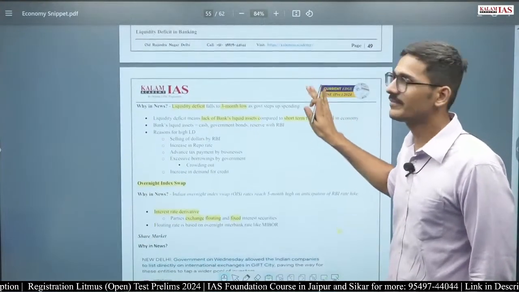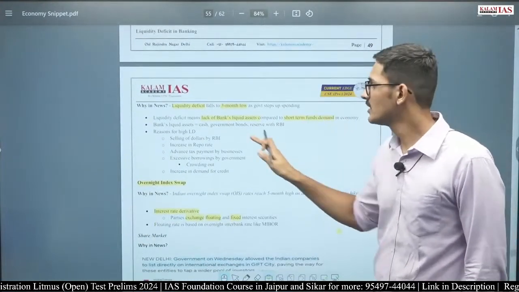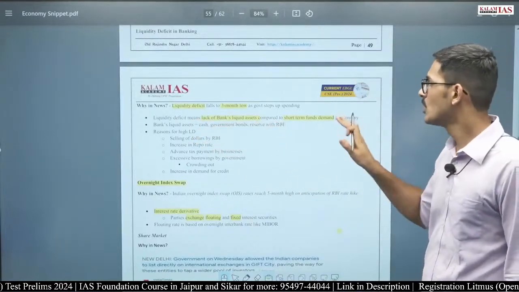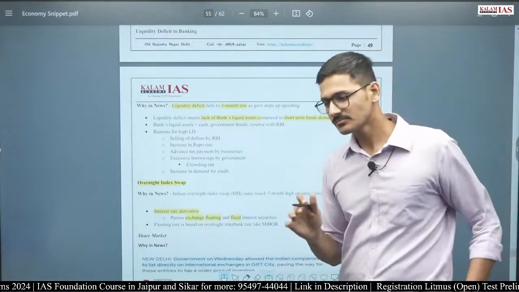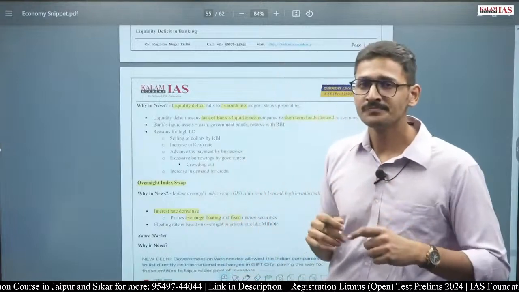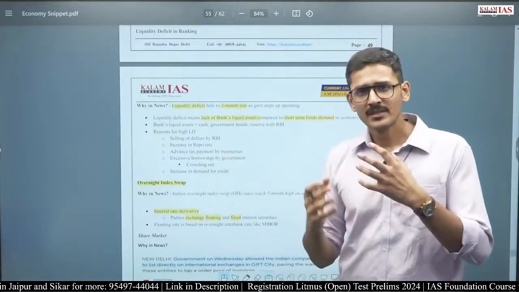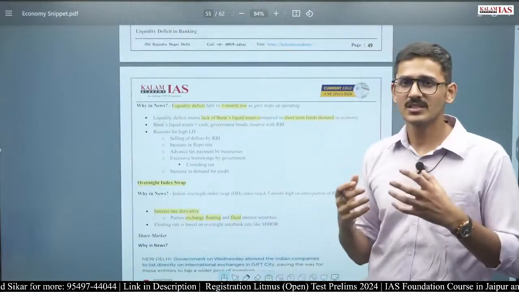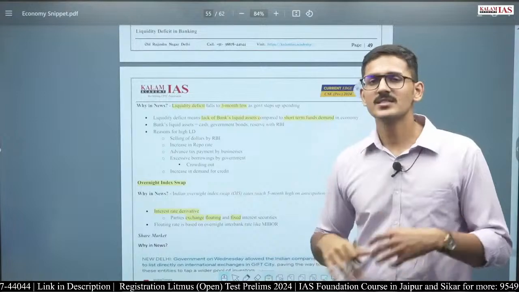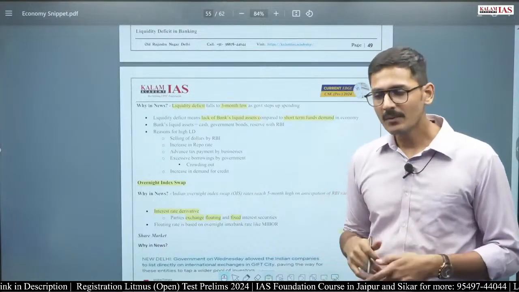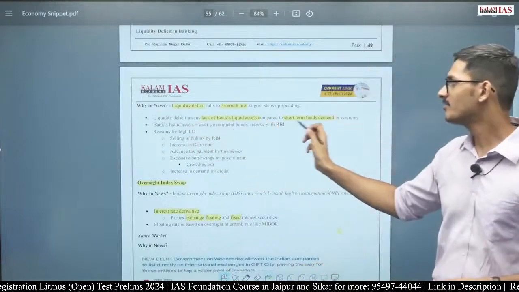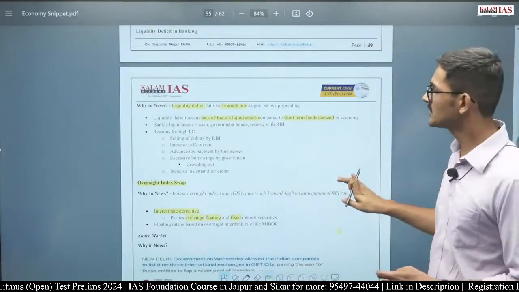There was a liquidity deficit in the banking system. What is liquidity deficit? Liquidity deficit is basically a lack of banks' liquid assets compared to short term fund demands in the economy. What are short term fund demands? For our daily expenses, we need funds for 1 month or 3 months. Are the banks able to provide that money to the people? If we go to the ATM and there is no money, that is a liquidity deficit: a lack of banks' liquid assets compared to the short term fund demands in the economy.